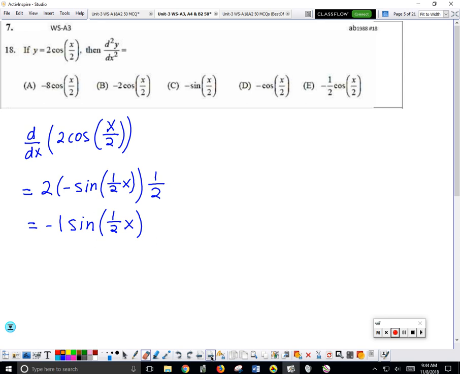The 2 is a constant. The derivative of cosine is negative sine. I don't want to look like I'm subtracting, so I use a parenthesis. So it's really just the chain rule again. Derivative of cosine is negative sine, of the 1/2 x, multiplied by the derivative of 1/2 x, which is simply 1/2.